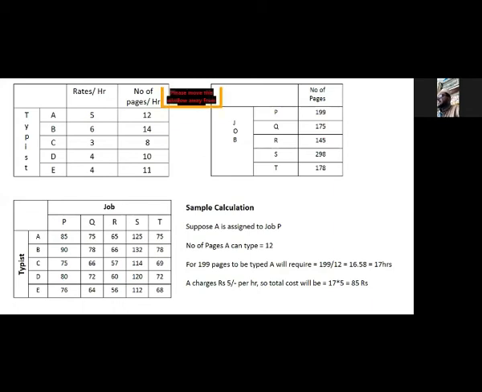Let us say I am assigning job S to D. S means he has to type 298 pages, and I am assigning it to D. The number of pages per hour he can type is 10. So the number of hours he will take to type the entire book will be 298 divided by 10, that means 29.8 hours. Rounded off to the nearest integer, 29.8 will be 30. So 30 hours multiplied by the rate he will be charging, that is 4, so 30 multiplied by 4, the answer will be 120.